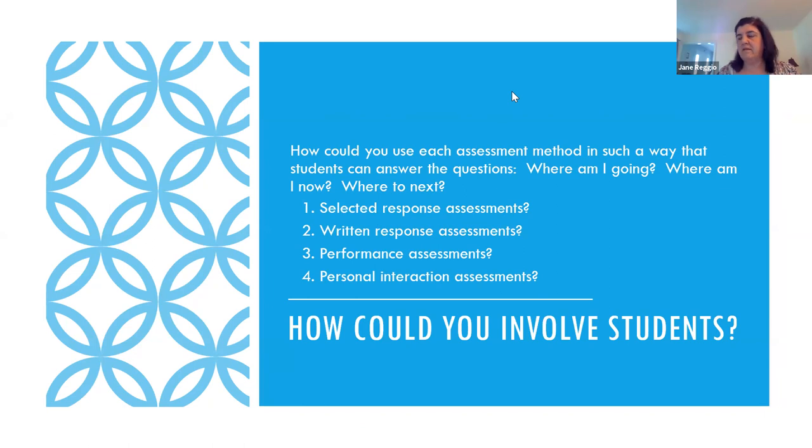In terms of written response, if you have students do any kind of journaling, that could be something you could bring out in a journaling exercise. And personal interaction, we do interviews with students, so we ask point blank. Performance assessment, is taking a test a performance assessment?